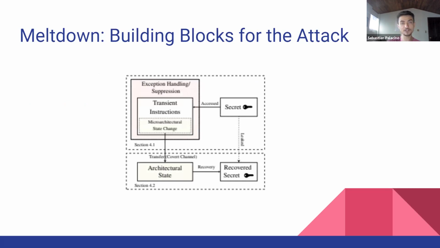So the first building block handles the exception handling or suppression. A transient instruction is sent into a microarchitectural state change. This way, the microarchitectural state change is transferred via a covert channel into an architectural state in the second block. This way, a side effect happens and the process is leaked. That way we recover the secret, as you can see in this image.